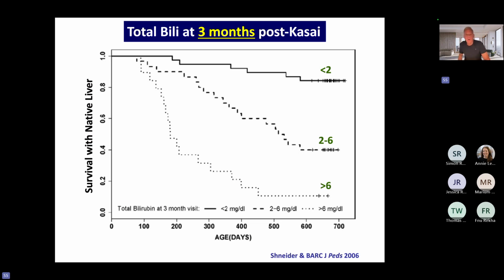As I mentioned, what's most important is the total bilirubin at 3 months post-Kasai. This is survival with the native liver on the y-axis, age in days up to 2 years: less than 2, 2 to 6, greater than 6. Easy to see that you want to be jaundice-free to have the best outcome.